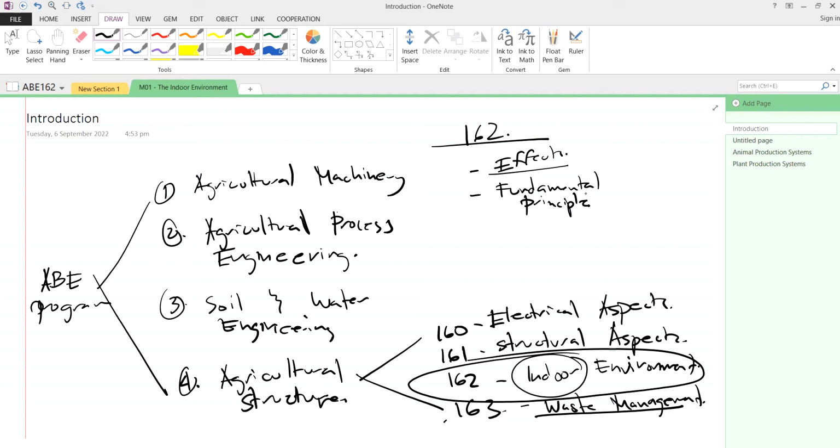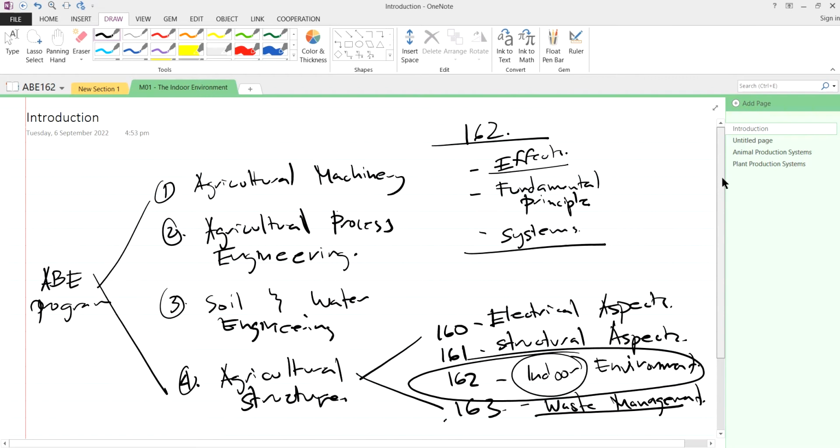It produces growth of molds, because if it's wet, it can produce mold growth. And later on we'll talk about the systems. A lot of ventilation systems, like for example the fans. How do we size up the fans? How do we size up the evaporative cooling pads? Right. So what else?